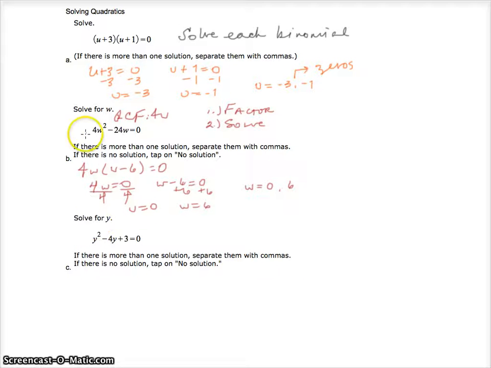So in this second example, all we did is add an extra step of factoring, and then we solve. Let's look at solving for y, part C. We have y squared minus 4y plus 3. So again, we're going to factor, and then we're going to solve.